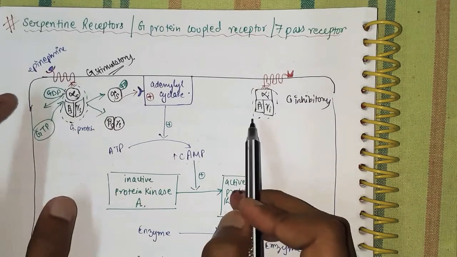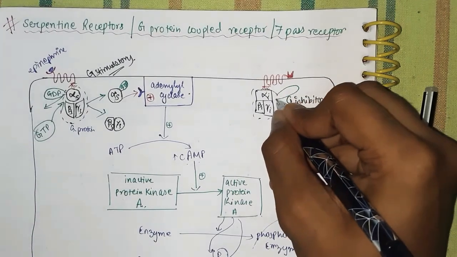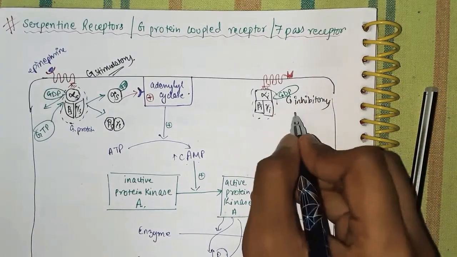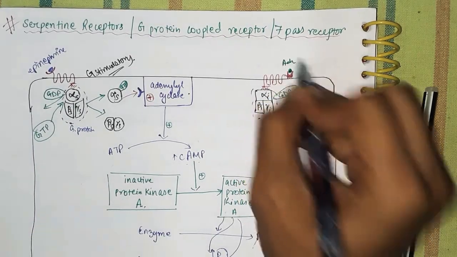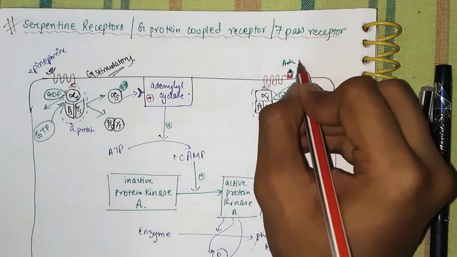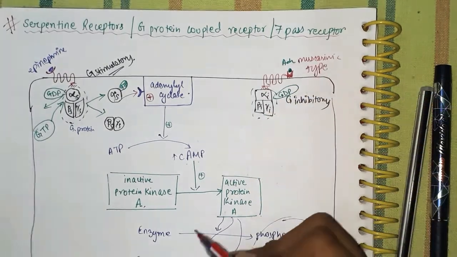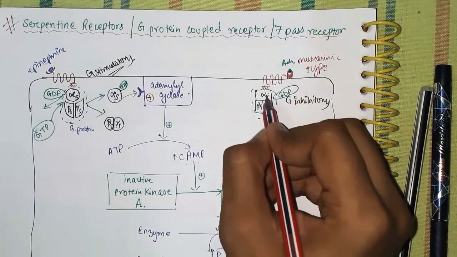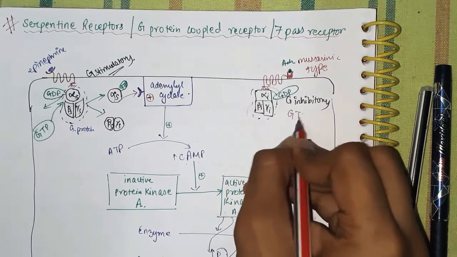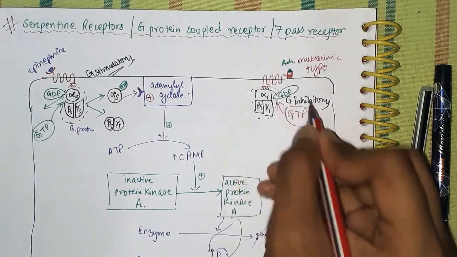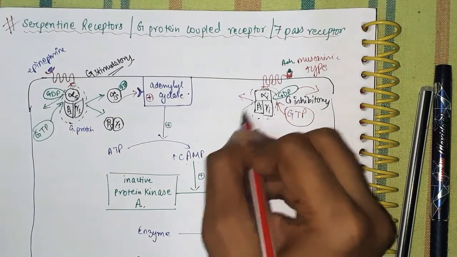So all the processes are almost similar. During its inactive stage, it is bound with GDP. When any ligand comes, for example, acetylcholine, that is muscarinic type, it will activate the receptor, the receptor will send a signal to the G protein, and G protein will take up GTP. GTP will come and GDP will be kicked out, and the alpha subunit will dissociate.